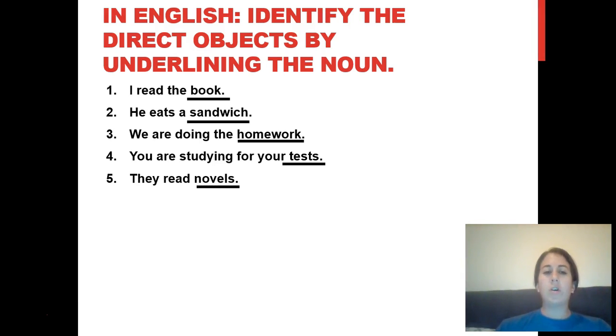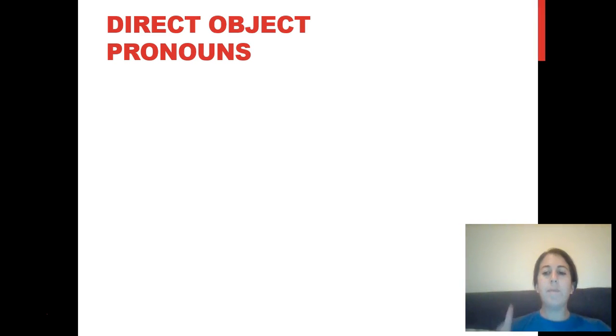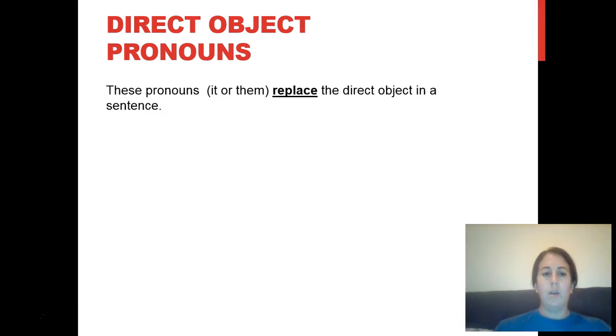Notice in English, our direct object comes after our verb. Same thing in Spanish. But if I want to replace the direct object with a direct object pronoun, this is where things start to get a little interesting, okay? So the pronouns it or them replace the direct object in the sentence. If it's an item, it or them. Again, think about it in English.